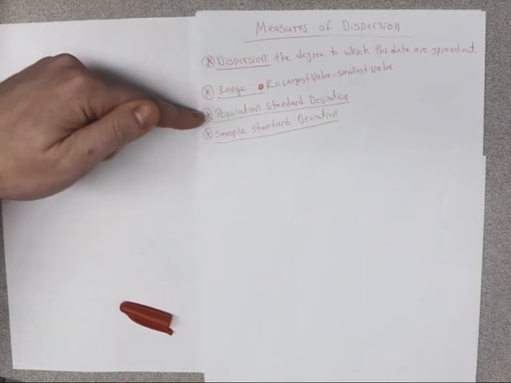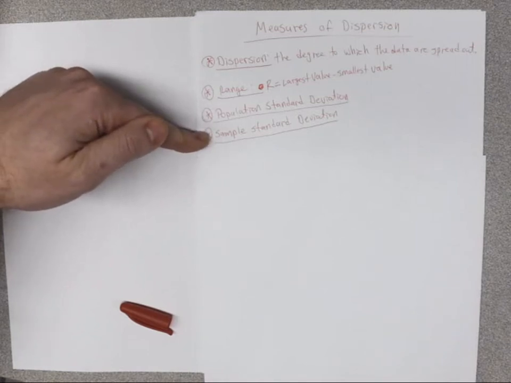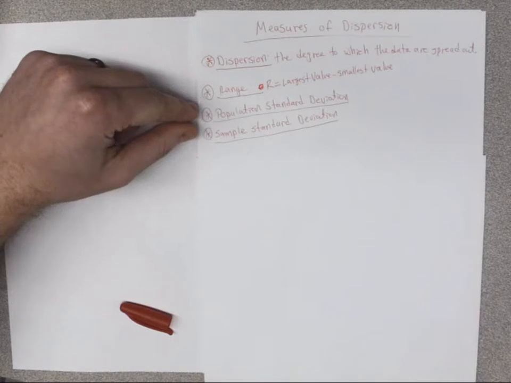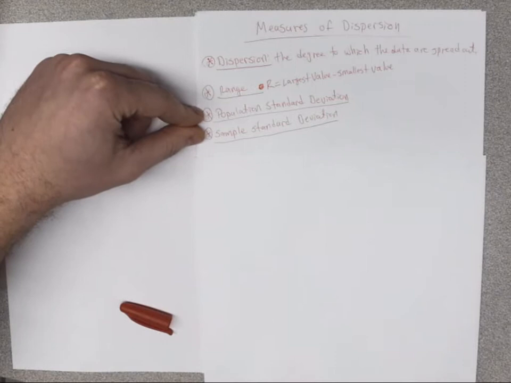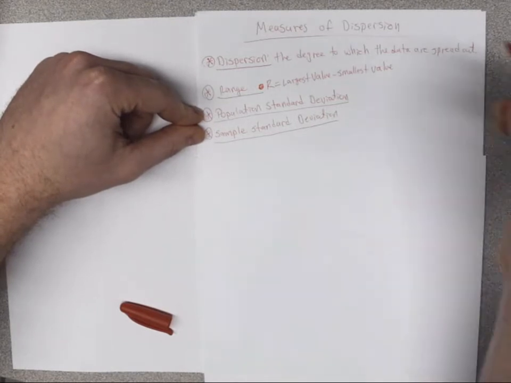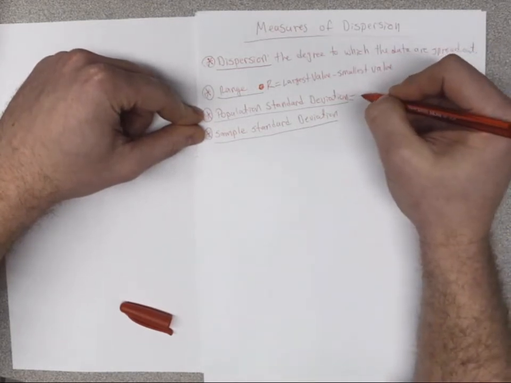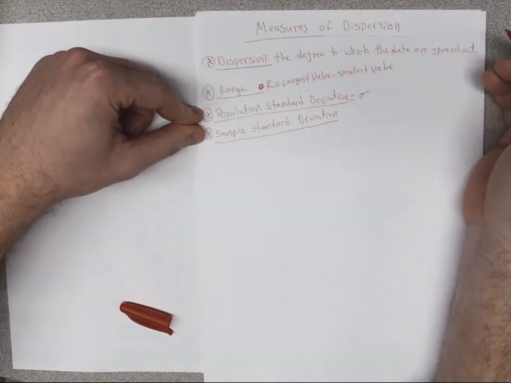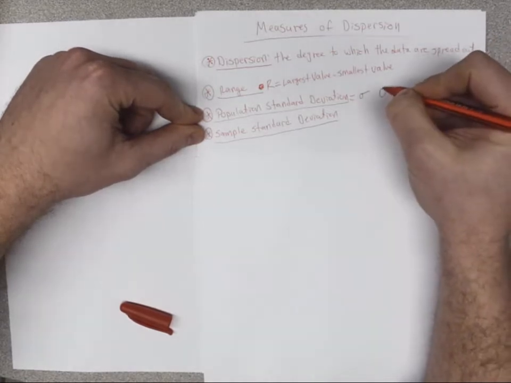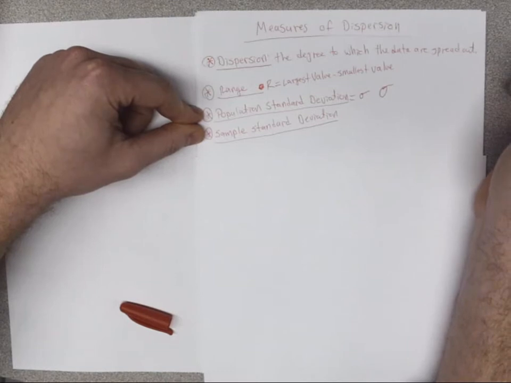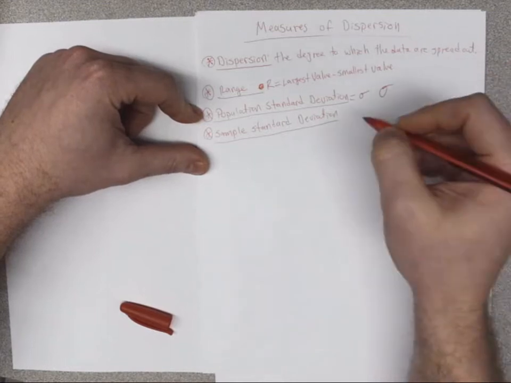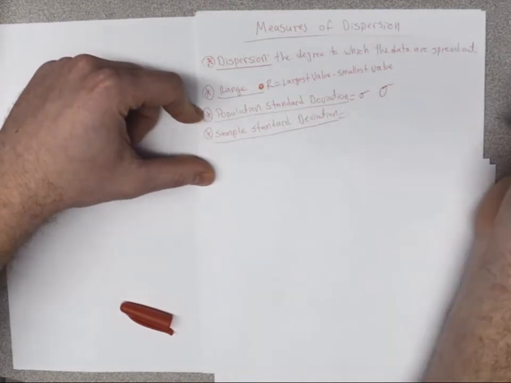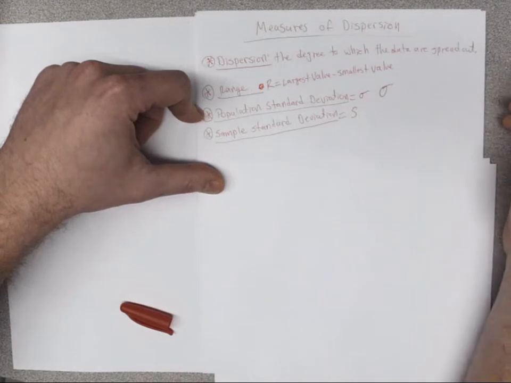So that's where we get to the next two: population standard deviation and sample standard deviation. We're going to get into what these formulas are in a minute, but these are two important things that we'll be using the rest of the semester. Population standard deviation is equal to sigma, which is just a circle with kind of a line on top. As long as it looks something like that, it's no big deal. Just draw it as best you can. And then the sample standard deviation is equal to S.